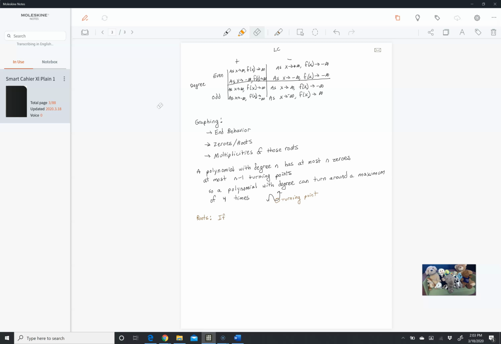We know that if x minus a is a factor, x equals a is a root. So for example, let's take the polynomial in factored form x minus 2, x plus 1, x minus 3. Okay, so this is a polynomial in factored form.